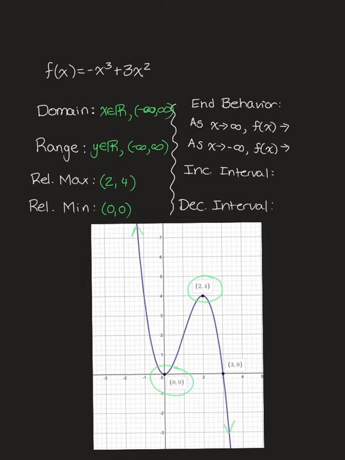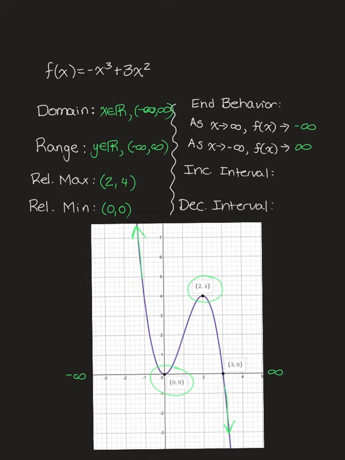Let's talk about end behavior. So as x goes to infinity, where is the function going? So as you're going to the right, is the function going down or up? So it's heading down towards negative infinity. As you look to the left, towards negative infinity in the x direction, where is the graph going? In this case, it's going up towards positive infinity.